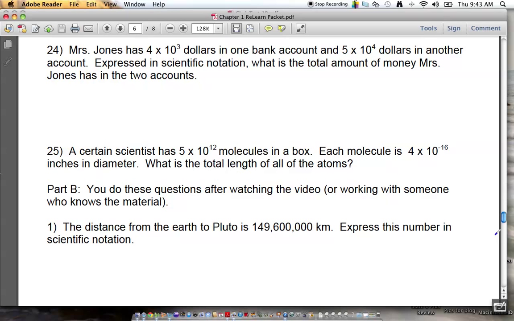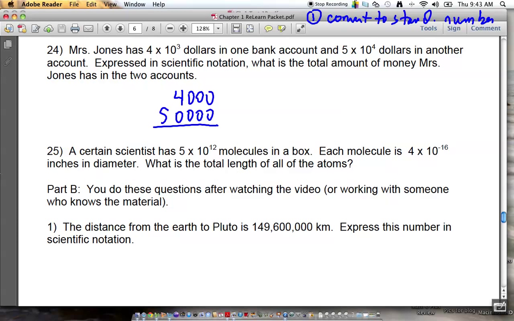Whenever we add or subtract with scientific notation, I think the easiest way is to convert to regular numbers. So 4 times 10 to the third is that, right? My decimal was there, I moved 3 places, that makes 4,000. 5 times 10 to the fourth is here. So once again, the first step on a question like number 24 is to convert to standard numeral. Or standard number.